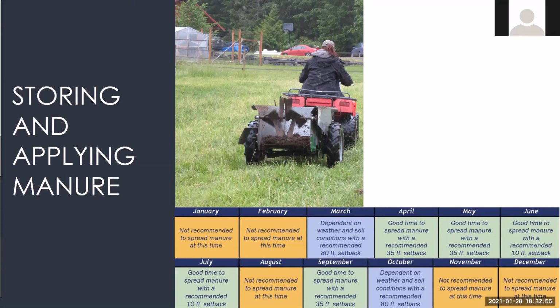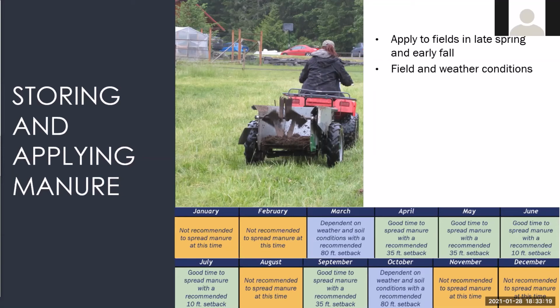Proper manure management ensures that nutrients are applied at the right rate and distribution during the times of the year when plants are well established and actively growing and can utilize those nutrients right away. So we apply in late spring and early fall when grass is really actively growing and we have the right field and weather conditions. So for the right weather conditions, we're looking for at least a 3-day window where there's no forecasted rainfall or flood events.